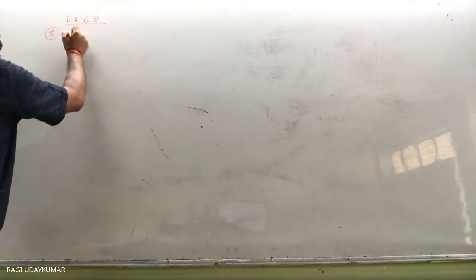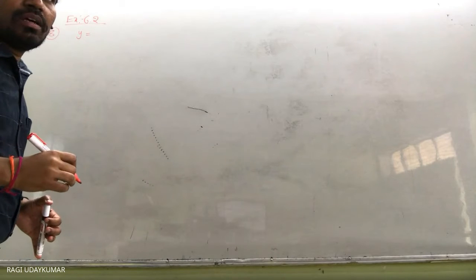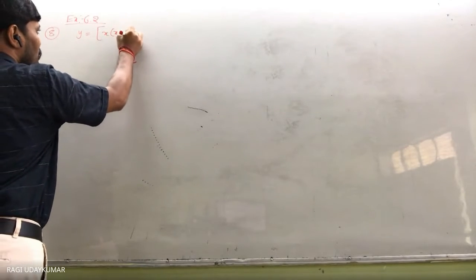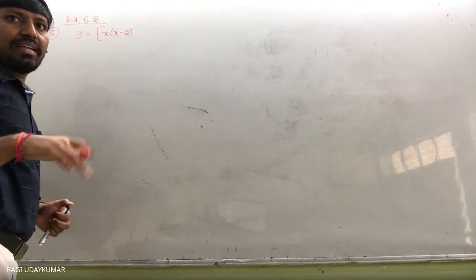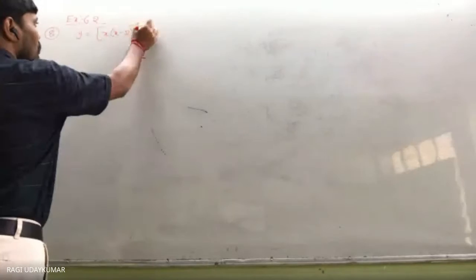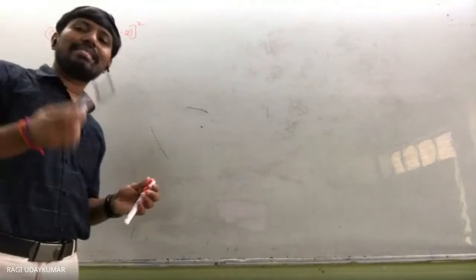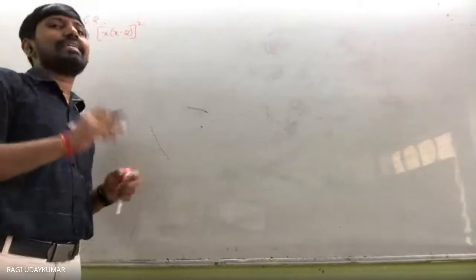So exercise 6.8 problem, the function is given to you: y is equal to x into (x minus 2) whole square, that is, x into (x minus 2) whole square. Inside you can multiply this function. So find the values of x for which it is an increasing function. The question is asking for what values of x it is an increasing function.